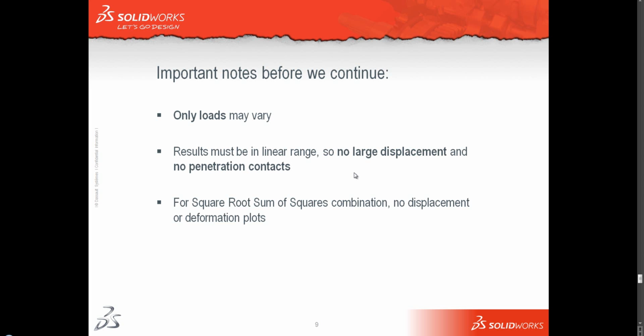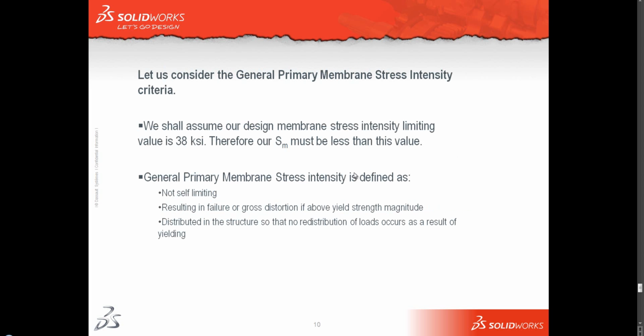And finally, it's kind of a common sense one, this one, but for the square root of the sum of squares combination, we can't use displacement or deformation plots, because when we take the square of a negative number, we remove that negative sign. So our negative displacements will suddenly become positive, so we'll get largely inaccurate displacement and deformation plots. Okay, so just as we're about to jump into SolidWorks and have a look at the pressure vessel design tool, let's consider the first bullet point that we saw in that extract from the ASME code, and that's for the general primary membrane stress intensity.